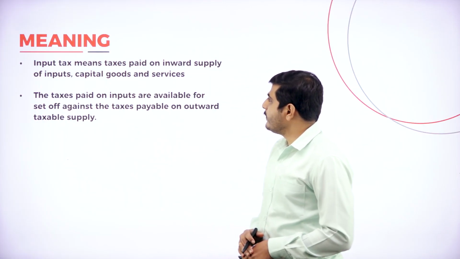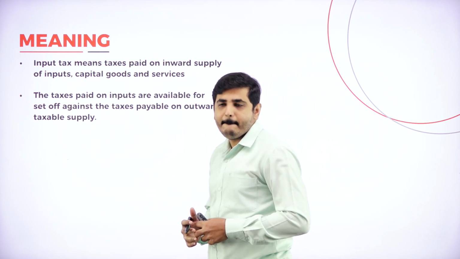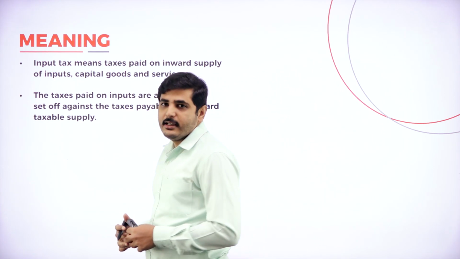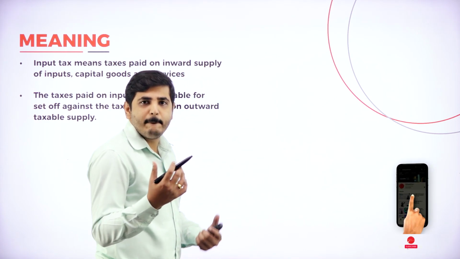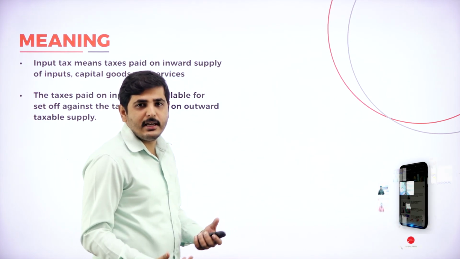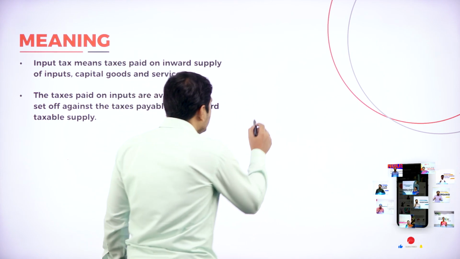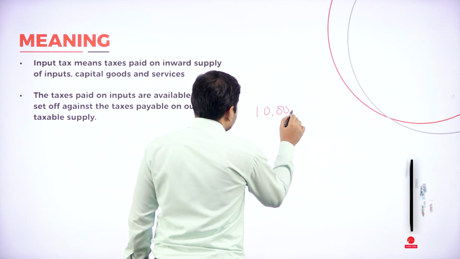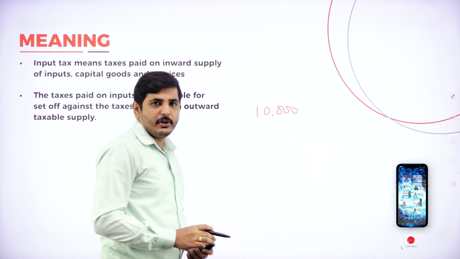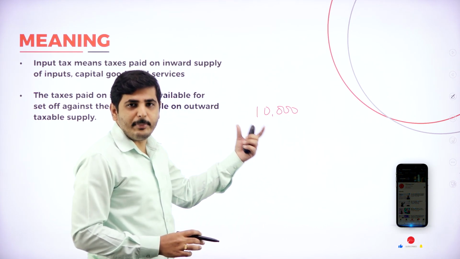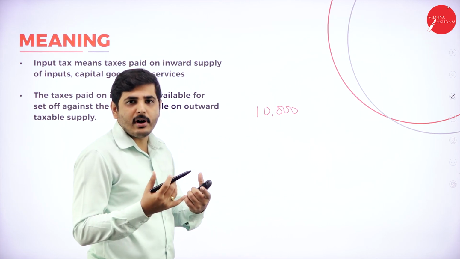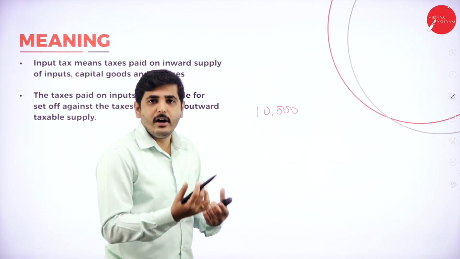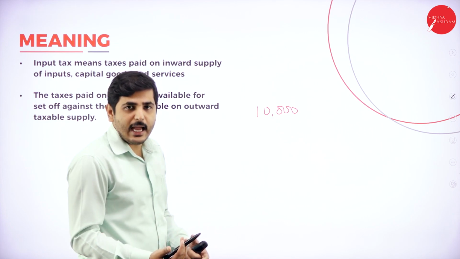Now, let's go to the meaning. Let's understand what the input tax credit is. See, for example, if we want to produce any products, we have to purchase the raw materials or any other capital goods. Let's assume we have purchased 10,000 rupees worth of raw materials. While purchasing raw materials, this is called input. Input means to produce any products, we need raw materials or any other capital goods.